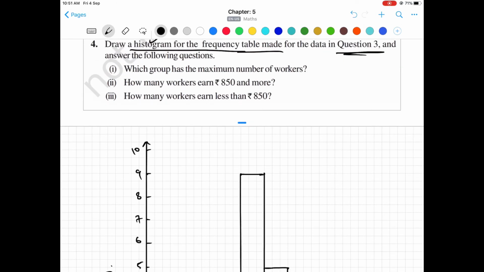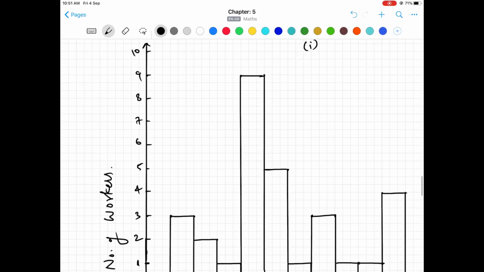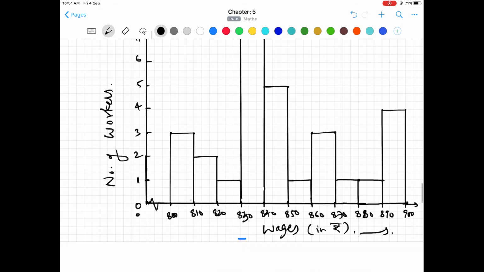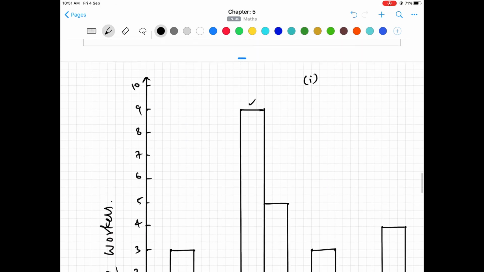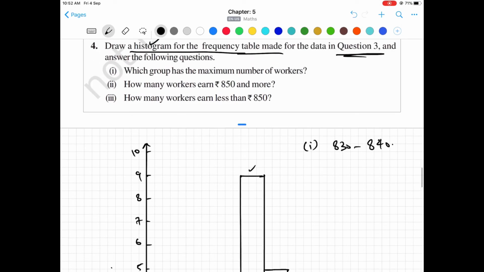First one is, which group has maximum number of workers? So let's write its answer here. Which group has maximum number of workers? This is this group, which is 830 to 840. The group 830 to 840 has maximum number of workers.